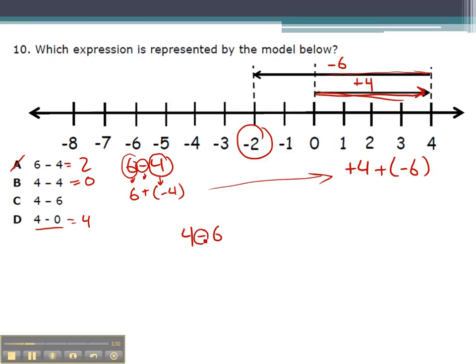If we change to addition, subtraction changes to addition. We don't change the first integer. We change the sign of the second integer from positive 6 to negative 6. And look, that's the same thing we had when we considered the number line model.